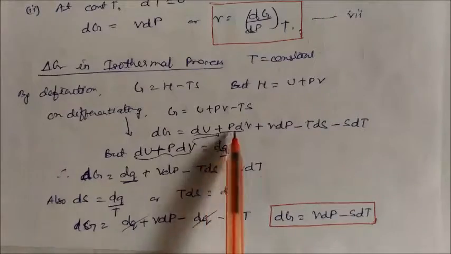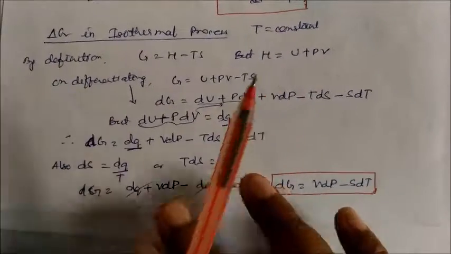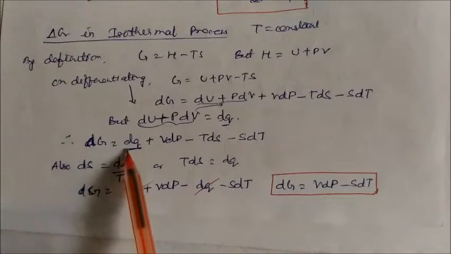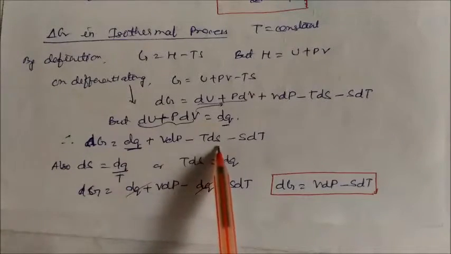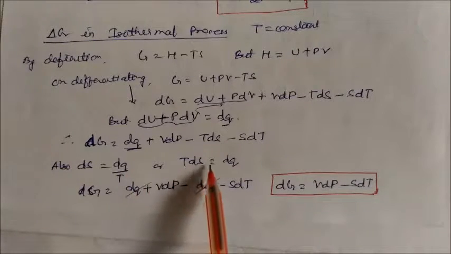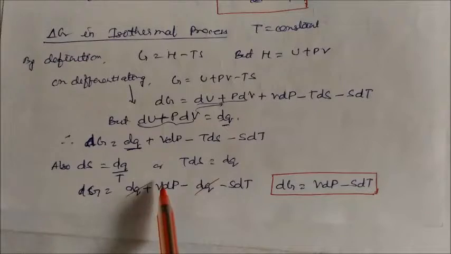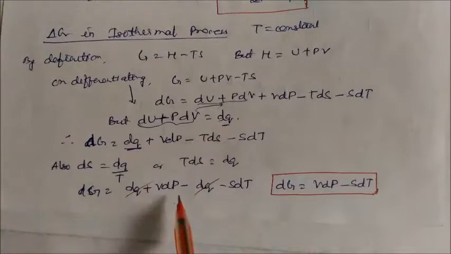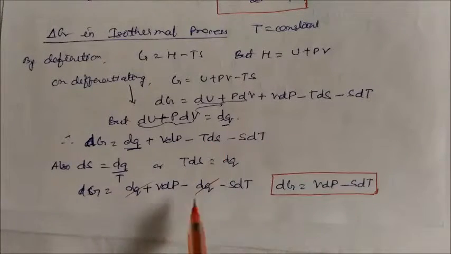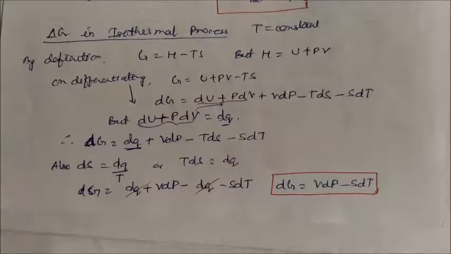But dU plus PdV is dQ. So if you substitute here, this becomes dG is equal to dQ plus VdP minus TdS, and dS is equal to dQ by T. So TdS is equal to dQ. So we can substitute: dQ plus VdP, and this whole value is equal to dQ minus SdT. So if you cancel it, you will get again the equation that we have previously derived.